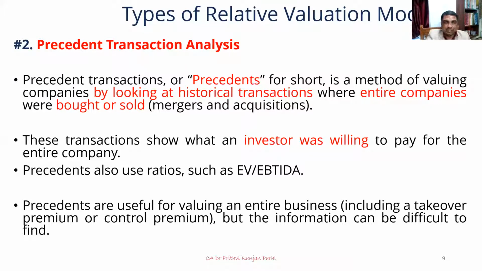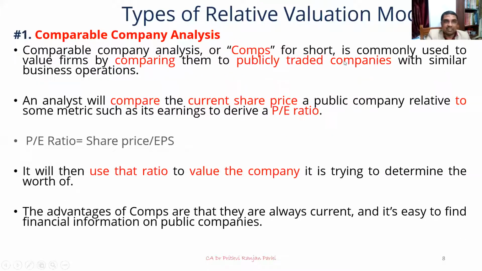So two methods I told you, or rather two sub-methods you can say. One is precedent transaction analysis. Second is comparable company analysis. Is it clear up to this? Yes, sir. Okay, now we'll try to value a business by comparing it with some comparable companies first.